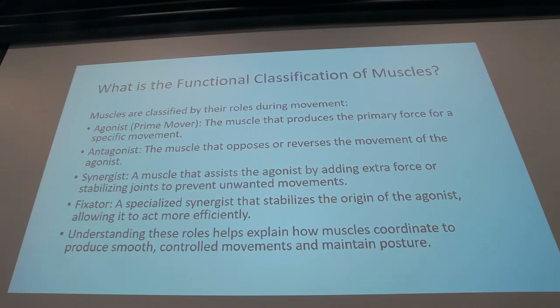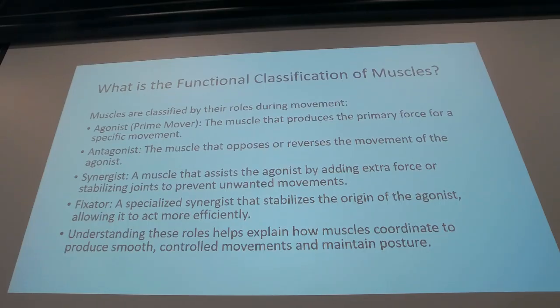So if you're flexing your elbow, your prime mover or agonist is going to be the biceps brachii. And the one that is going to antagonize it by extending the elbow is going to be the triceps brachii. Now, the agonist sometimes can be the antagonist. Let's say that you want to extend the elbow. You're working out your triceps. In this case, your primary movement will be extension. And who's going to oppose it? The biceps. So you can switch roles.